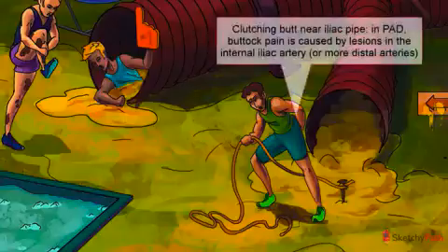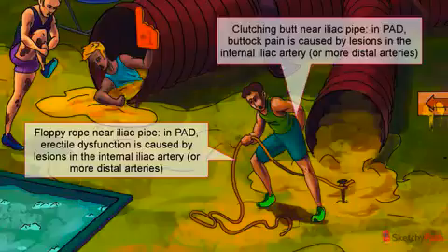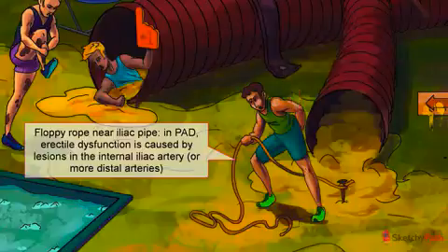Pain in the thighs or buttocks, like that being felt by reverse belay rope guy, or what is this guy doing exactly? Wait, that rope is a bit suspiciously floppy. Both buttock pain and erectile dysfunction usually mean a blockage higher up, anywhere in the internal iliac and above, which is why we've placed him next to the internal iliac tunnel.